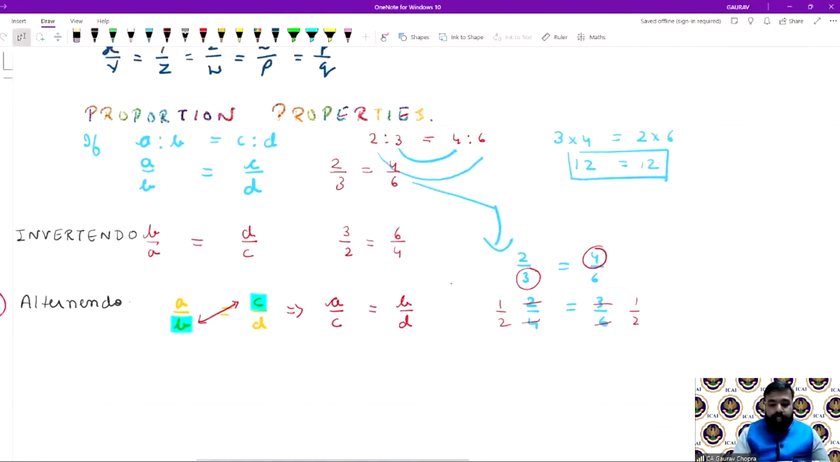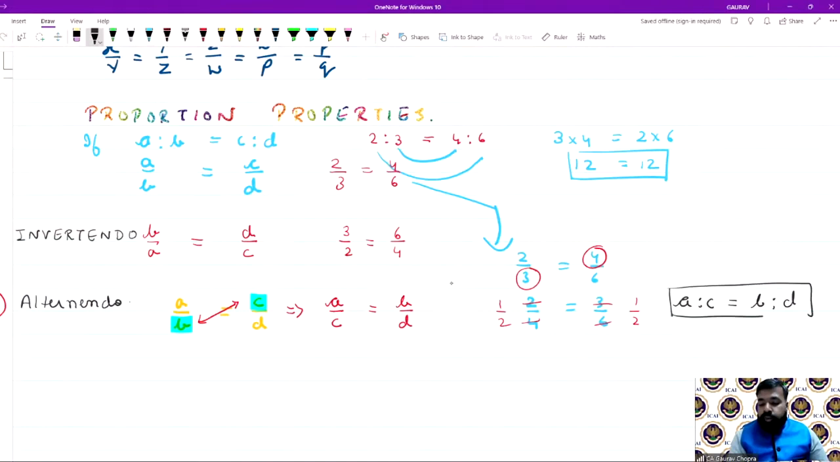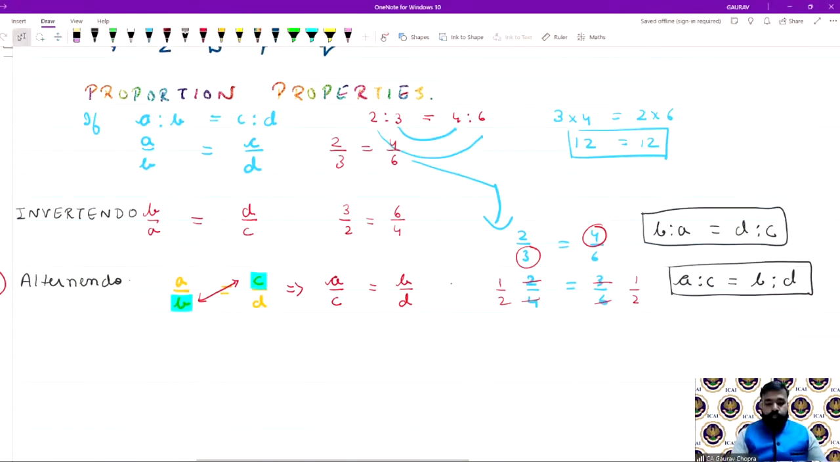We can write them in another way. Like A by C can be written as A ratio C equal to B by D can be written as B ratio D. So we can write in this manner. Similarly, invertendo can be written as B ratio A is equal to D ratio C. This is invertendo. All right.